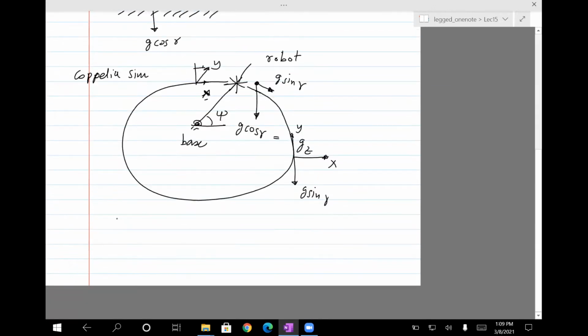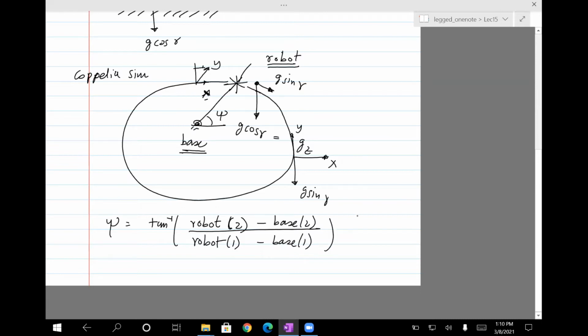If you want to find psi, it is going to be tan inverse of the y component. In CoppeliaSim, you can keep track of points, so if you keep track of the base and the robot coordinates, then it's the robot y minus base y, that is the y component, divided by the robot x component minus the base x component. So this is basically y divided by x.